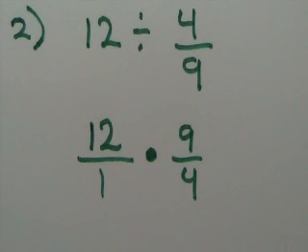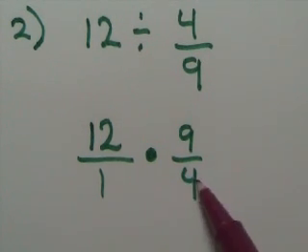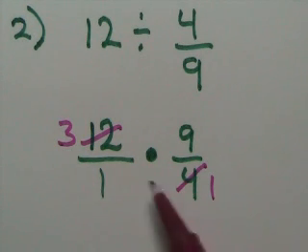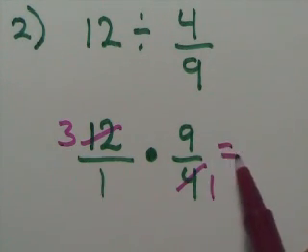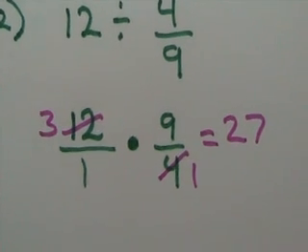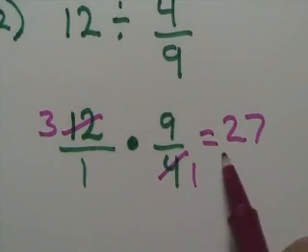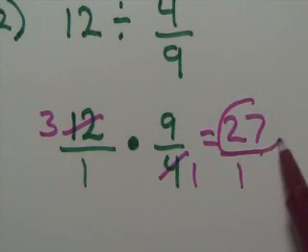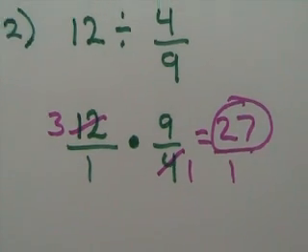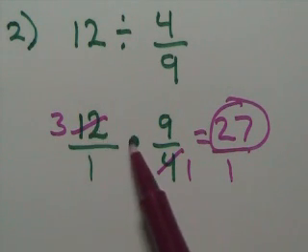So let's see, I have 4 into 12. 4 goes into 12 3 times, and that's all reducing I can do. 3 times 9 is 27. 1 times 1 is 1. The answer is 27. So remember, freeze, change, and flip.